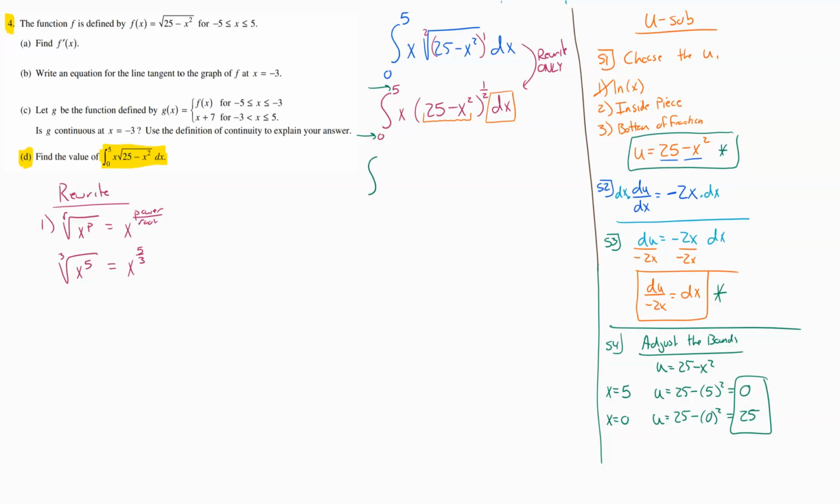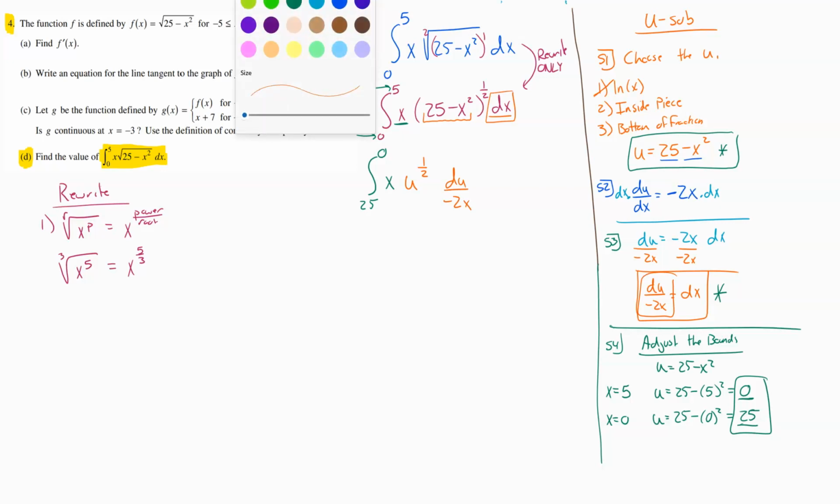Starting with my bounds, my new lower bound, 0, is now going to become 25. My new upper bound is going to become 0. Nothing happened to this x, so it's going to stay there. Now I'm going to plug in my u. That's going to make this u to the 1/2. And now dx is going to be du over negative 2x.